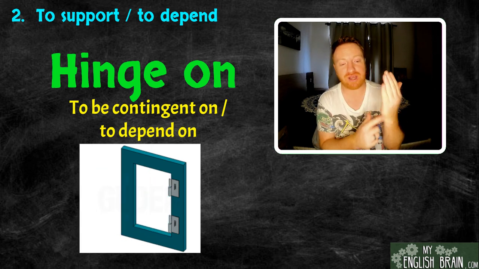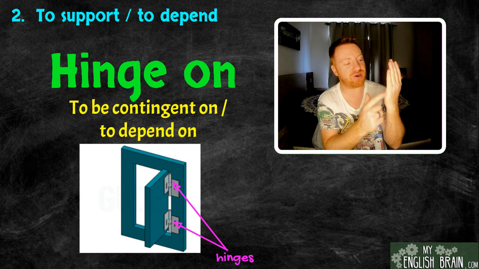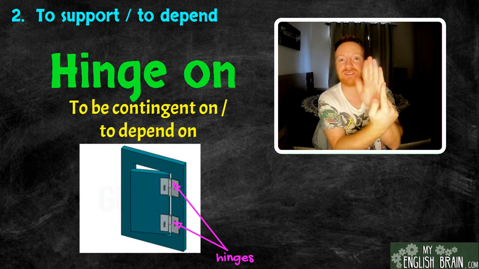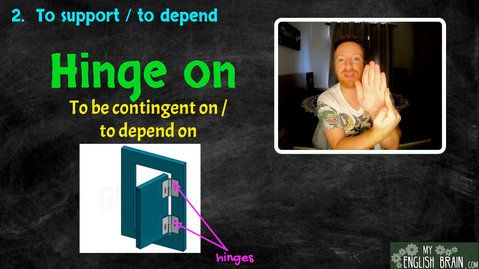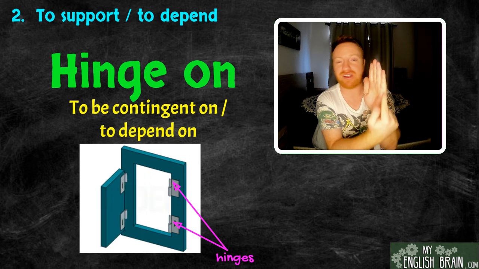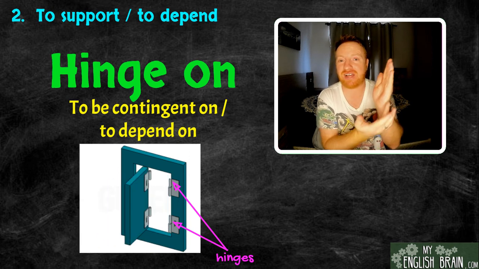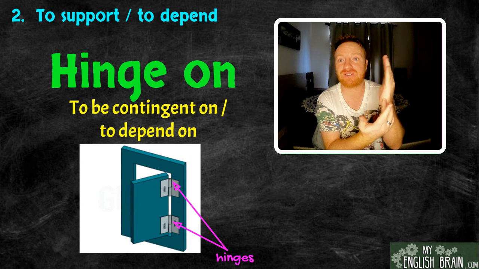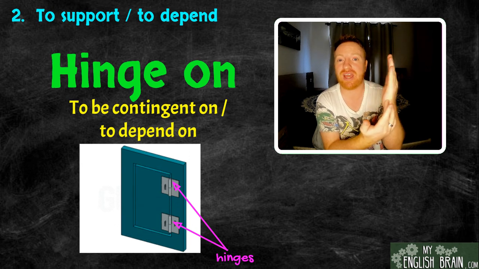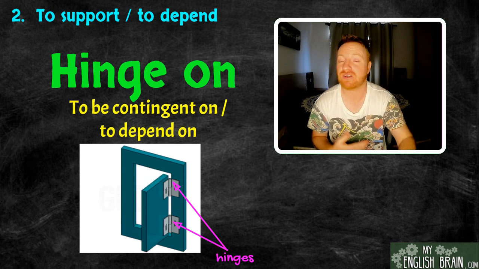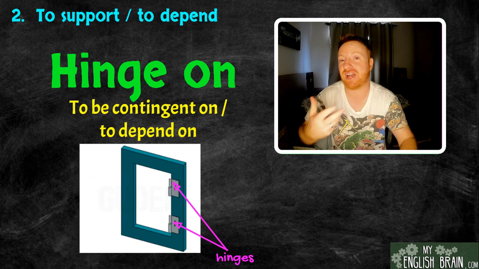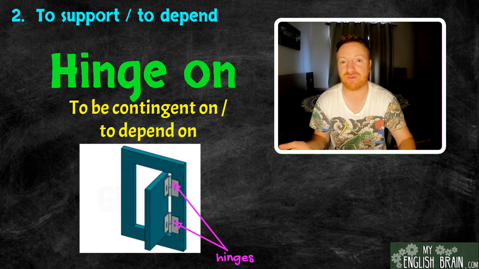So if you don't know, a hinge is a part of the door that allows it to open and close, to swing open and close. Now, if I don't have a hinge, I don't have a door. The hinge allows the door to be a door and to open and to close. So in this context, if I don't have the hinge, it's not going to work.